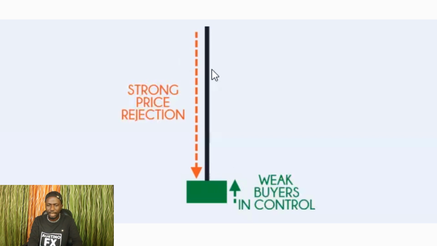So once you see this type of candlestick on a price chart, it means the sellers are active, the buyers are weak, because there's a strong price rejection, right? The buyers could not push the price any further, rather the sellers stepped in and pushed it down. So here we can say that the sellers are in control of the market.